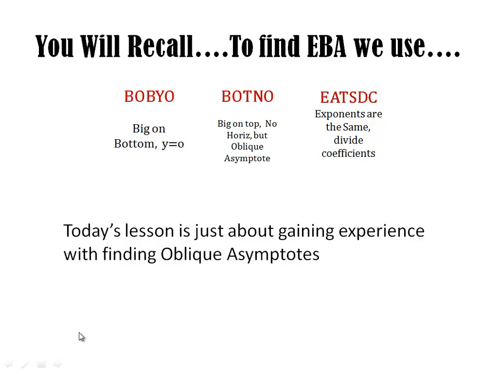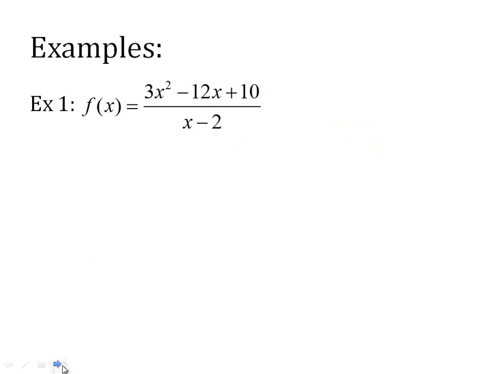So you'll recall that to find end behavior asymptotes of any sort, we use BOBO BOTN EATS DC, and there are your descriptions. Big on bottom, y equals 0. Big on top, no horizontal, but oblique. Exponents are the same, we divide the coefficients. Alright, so today's lesson is just about gaining experience finding the oblique asymptotes. Nothing more, nothing less, just more practice of the same thing we did yesterday, but specifically the oblique ones.